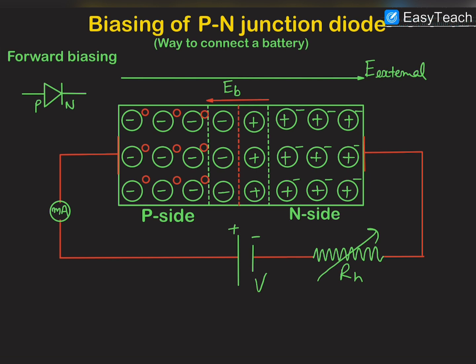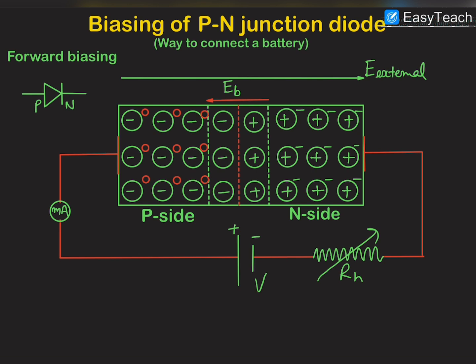And in forward biasing, obviously you can see that the external electric field is from P side to N side, like that. And we know that barrier electric field is from N side to P side. So in forward biasing, the external electric field is opposing the barrier electric field. And in the video in which we have studied the formation or the junction theory of the diode, we have already discussed that the barrier electric field opposes the diffusion current and supports the drift current.